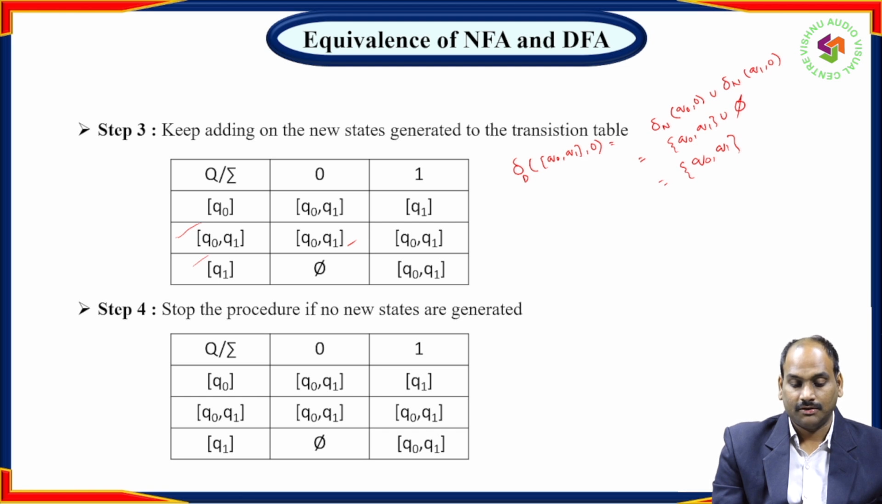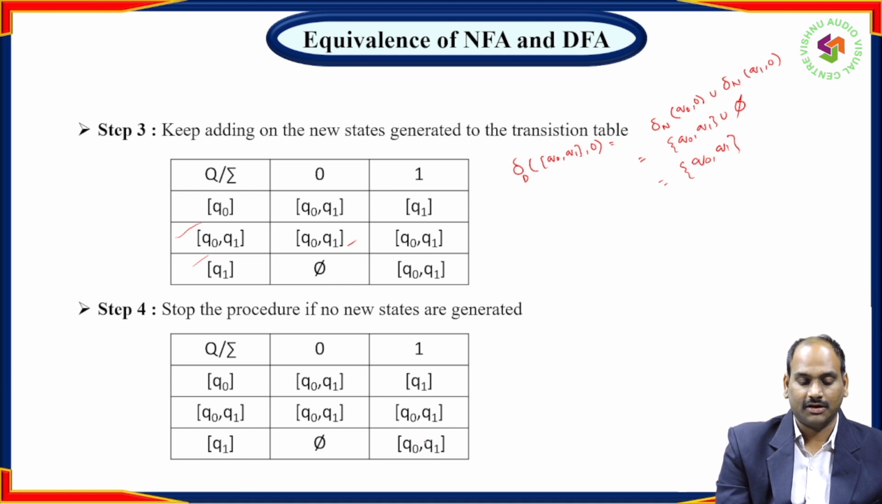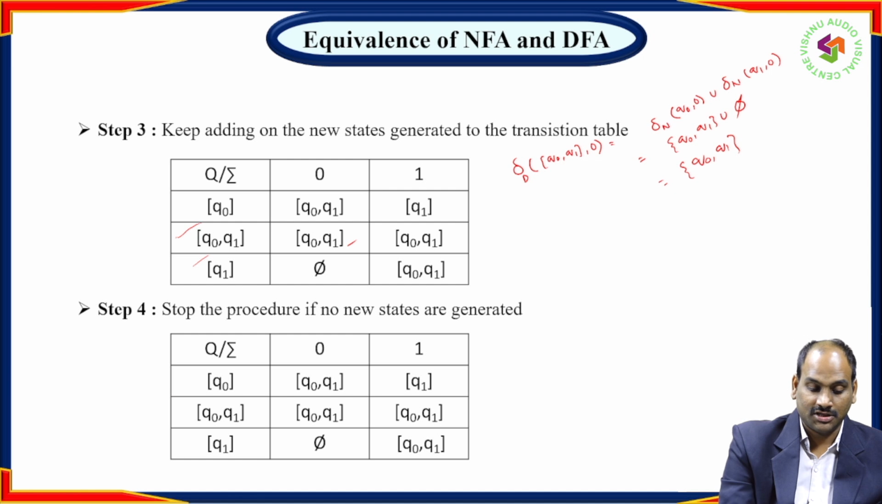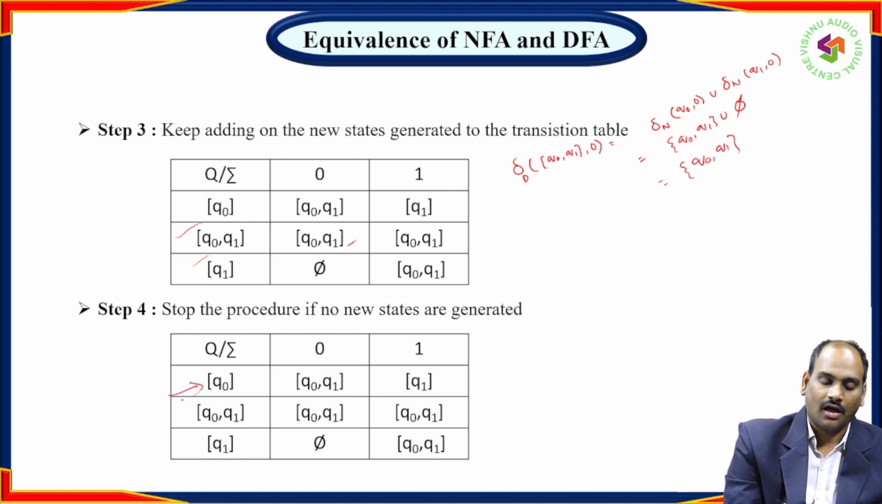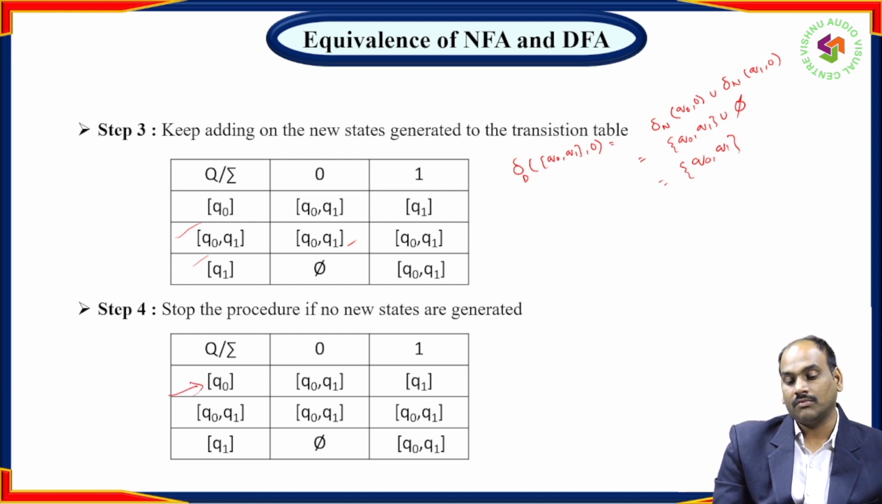When we start this algorithm, if there are no new states generated, for these two you can see the states generated are Q0 Q1, Q1 and phi, that is there is no new state generated here. So we can stop this algorithm here, and now we have to identify the initial state. The initial state in the NFA will become the same as the initial state in the DFA. Now we have to identify the final states.